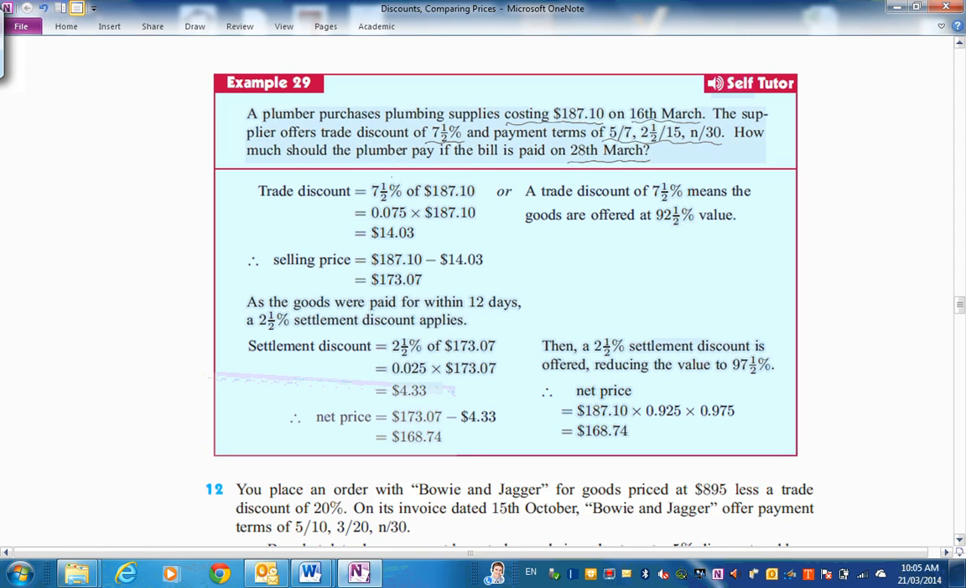First of all, let's work out the trade discount. 7.5% times the amount. 7.5 divided by 100 is 0.075 times $187.10. So your discount is $14.03. So take that off. So it's $173.07.